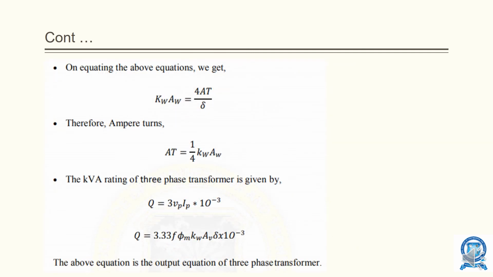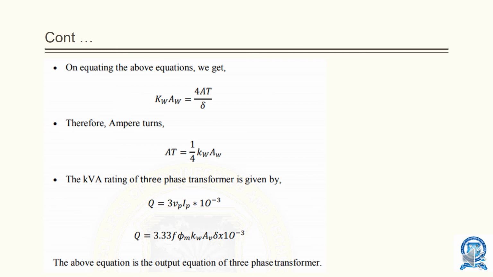So on equating both the above equations, AW KW is equal to 4AT by delta, and from this AT is equal to 1 by 4 KW AW delta, and the KVA rating of three phase transformer is 3 times Vp Ip into 10 to the power minus 3. On substituting, you will be getting a value that Q is equal to 3.33 F phi m KW AW delta into 10 to the power minus 3. So the above equation we call it as the output equation of transformer.